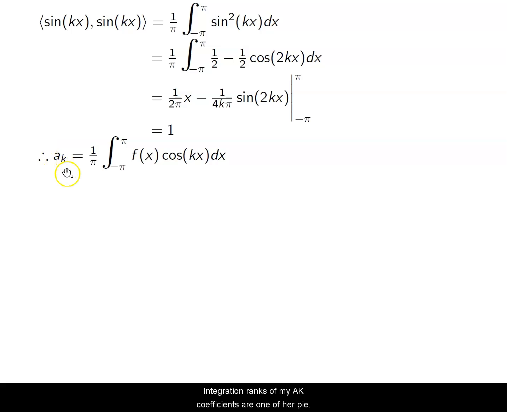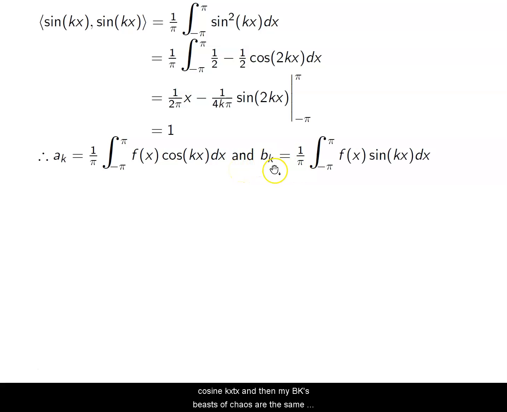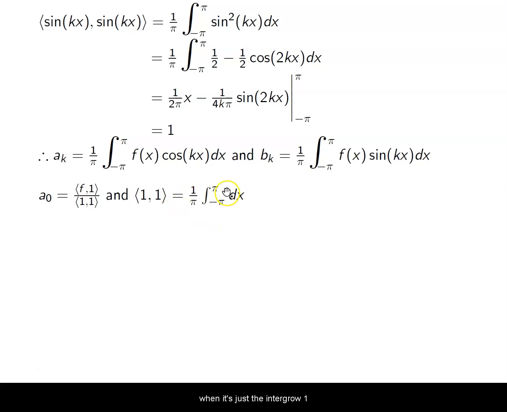Right? So my AK coefficients are 1 over pi, integral from negative pi to pi, of f of x times cosine kx dx, and then my b sub k's are the same thing, but instead of cosine, sine of kx, right? Now my a naught terms are a little bit different because the basis vector that's there is just a 1. So if I compute those values, 1 inner product 1 is just the integral 1 over pi from pi to negative pi, which is x over pi from pi to negative pi, which is 2.